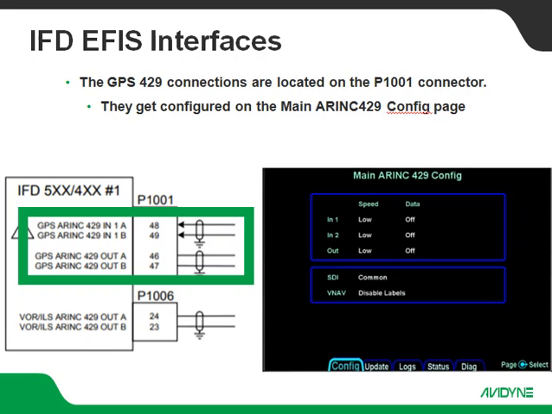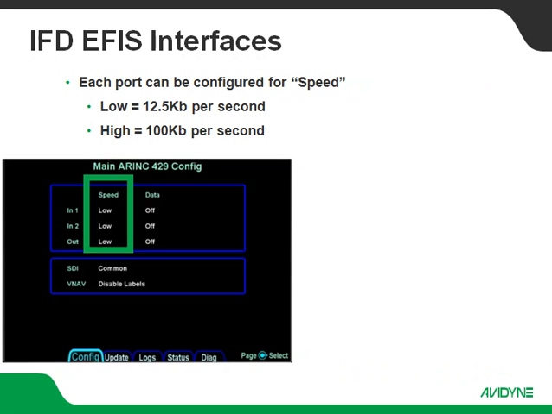Here's where we're going to go in to configure those things. The GPS ARINC 429 config page is the main ARINC 429 config page. Each one of those settings is going to need to be set for line speed. Your options are either low speed at 12.5 kilobits per second or high speed, which is 100 kilobits per second.